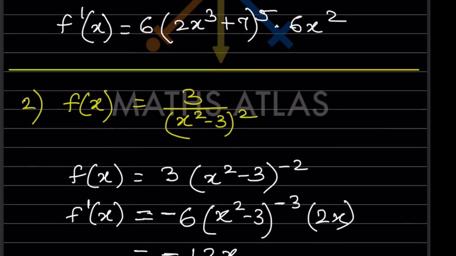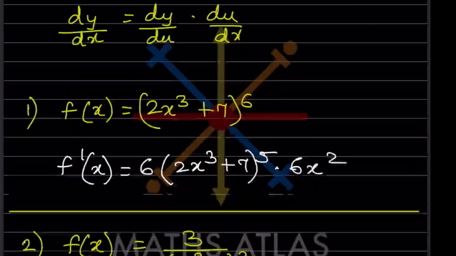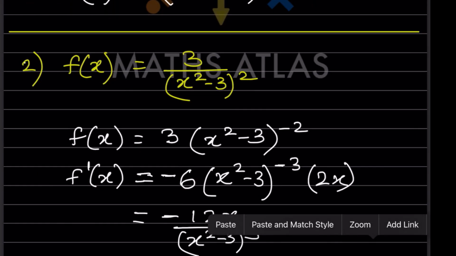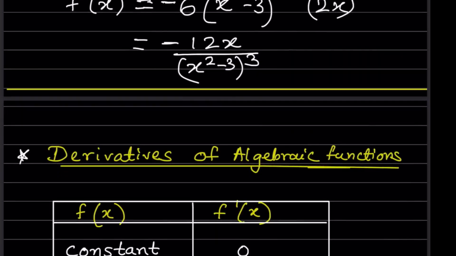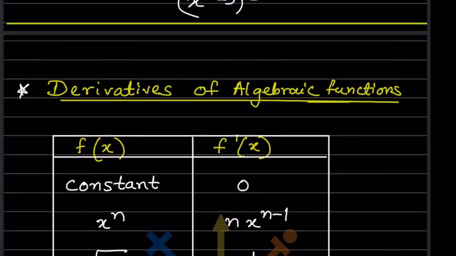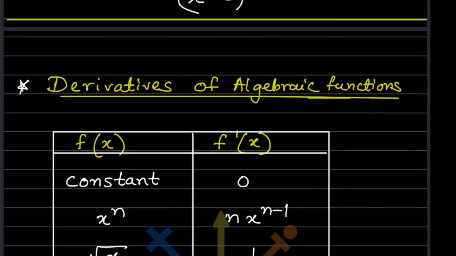Because I just wanted to introduce the chain rule, I just gave you an idea by giving you 2 examples. Now let us see, first, the derivatives of the algebraic functions. Always, the first thing you should know is the derivatives of these. Say f of x is a constant, then the derivative f dash x is going to be 0. If it is x raised to n, the derivative will be n x raised to n minus 1.